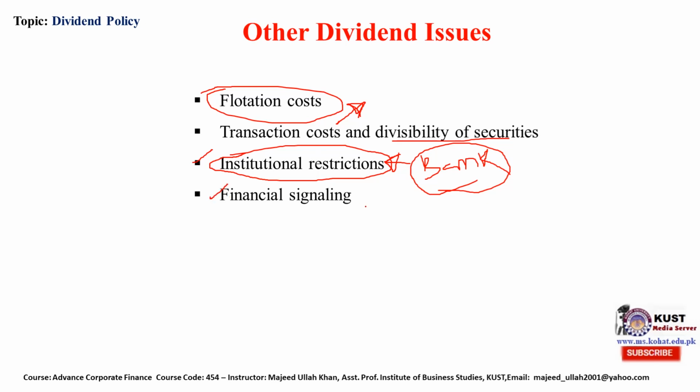Financial signaling: sometimes the dividend decision gives a positive signal to the market, sometimes it gives a negative signal to the market. Why positive? Sometimes it gives a positive signal that the company earned huge profit, and therefore it is paying a dividend in this year. Why negative? It might be that investors think that the company has no growth opportunity, that's why they are paying a dividend.